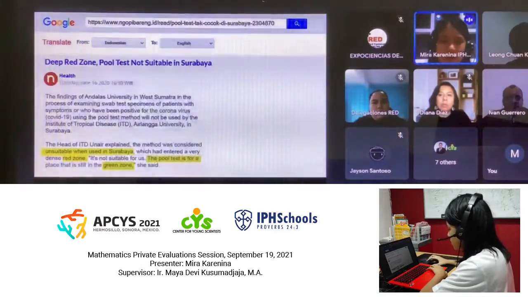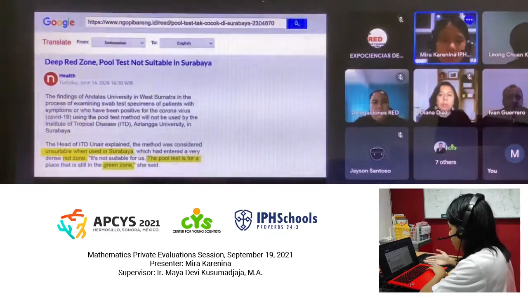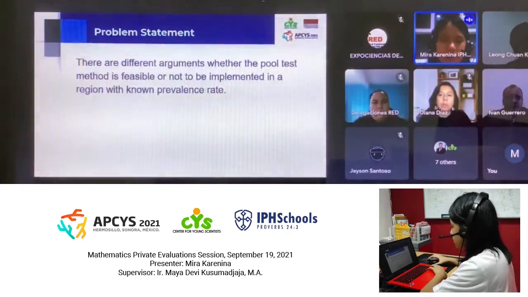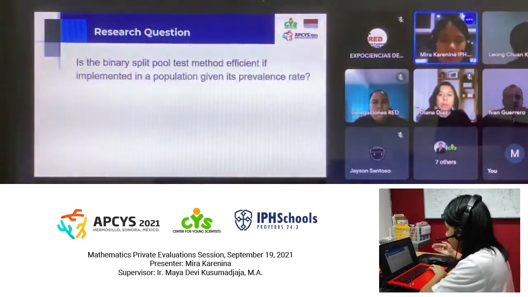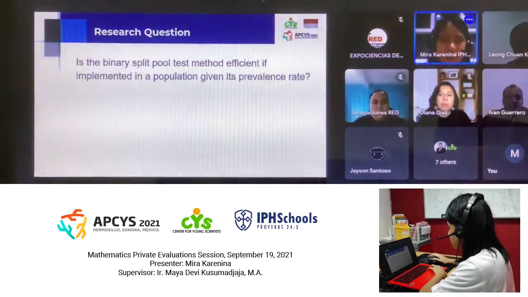But since last year, there have been arguments that pool test is unsuitable when used in my city, Surabaya, because Surabaya has a high prevalence rate. But I wanted to know how high is high. So I picked that as my problem statement. I wanted to know how high the limit is. Is the binary split pool test method efficient if implemented in a population given its prevalence rate?